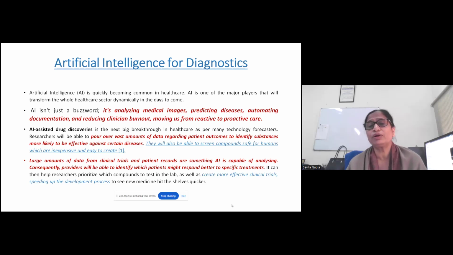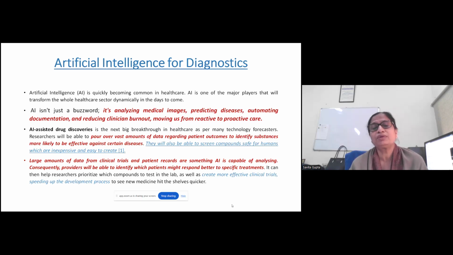So when we have a lot of data regarding patient outcomes, the researchers can feed this data to the machine learning and AI algorithms to identify substances which are more effective against certain diseases. So researchers will be able to screen compounds which are safe for humans and inexpensive and easy to create, making the healthcare system most cost effective.